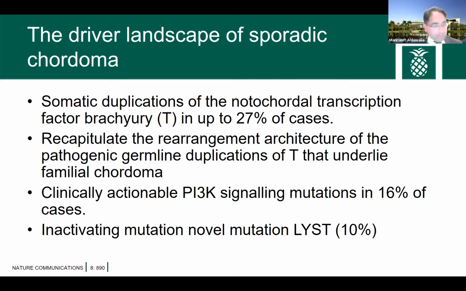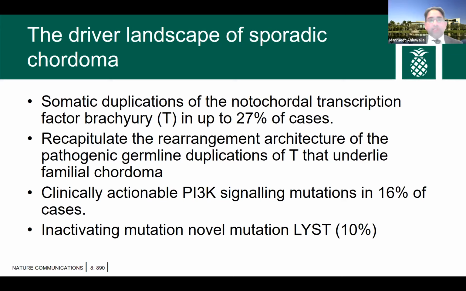They looked at 104 cases of sporadic chordoma, divided them into a discovery set of 37 patients, and then they had a validation cohort of 67. What they found was that somatic duplications of the notochordal transcription factor brachyury were seen in around a quarter of these patients.